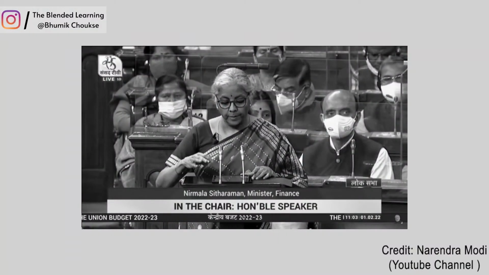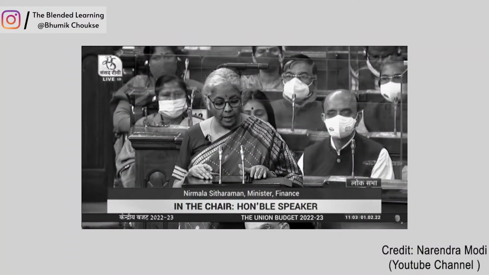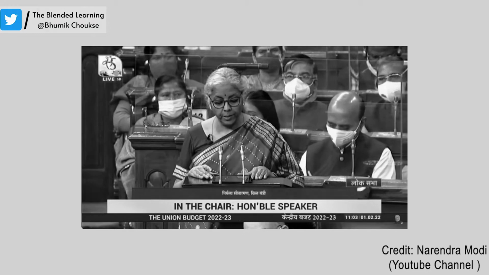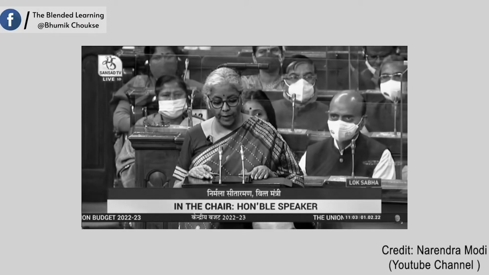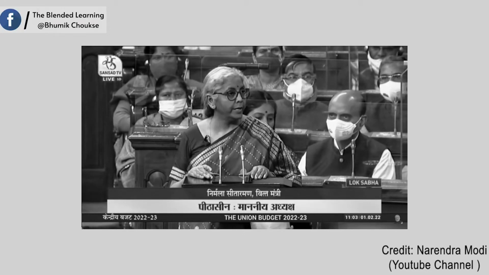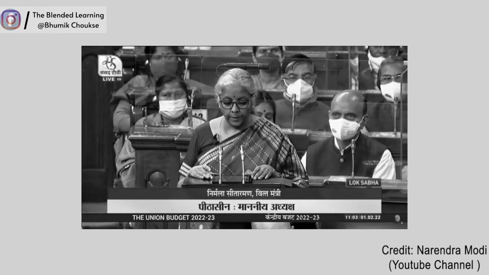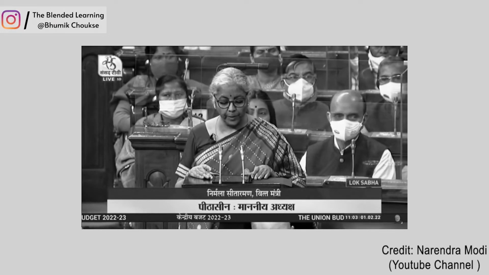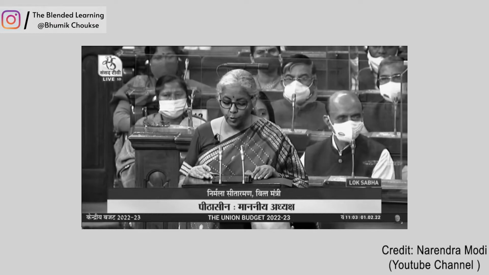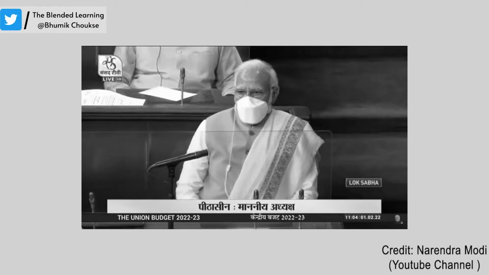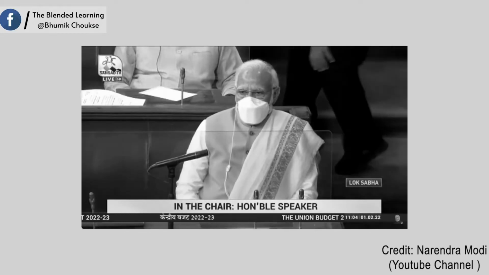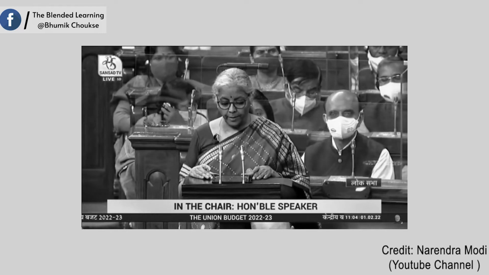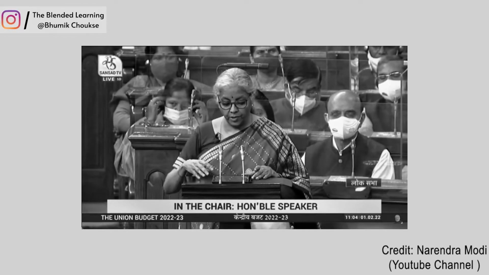Honorable Speaker, we are marking Azadi Ka Amrit Mahotsav and have entered into Amrit Kal, the 25-year-long lead up to India at 100. Honorable Prime Minister in his Independence Day address had set out the vision for India at 100. By achieving certain goals during Amrit Kal, our government aims to attain this vision.